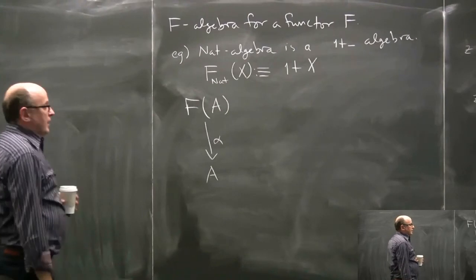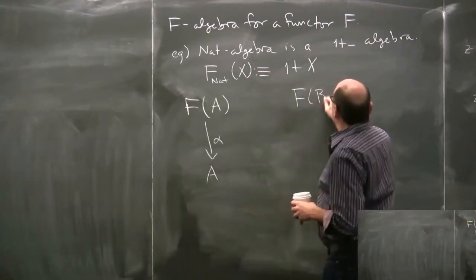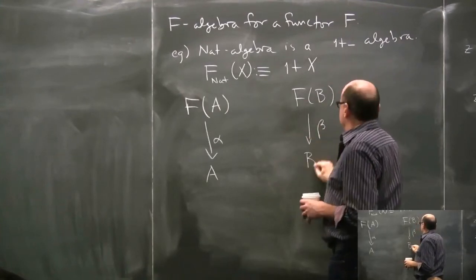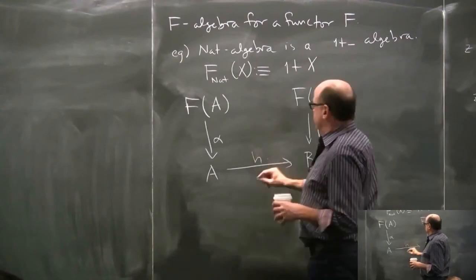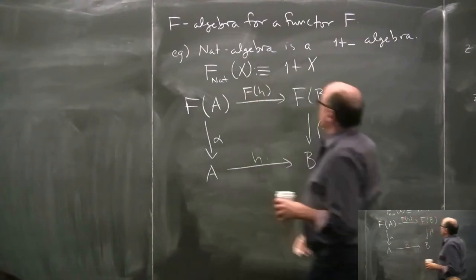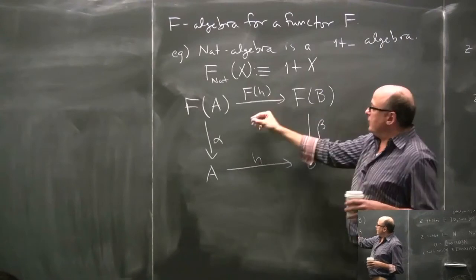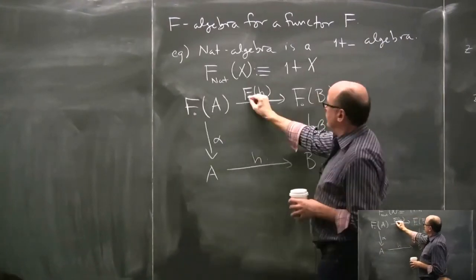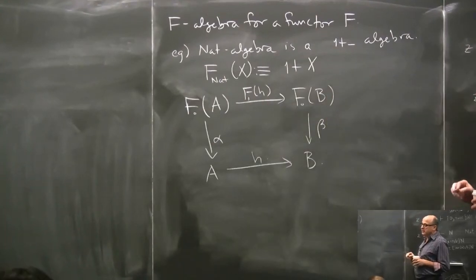Okay? That's the definition. And a morphism of F algebras for any F is a mapping: give me any other F algebra, beta. Then it consists of a mapping H. This is a homomorphism. And this is F of H, the functorial action. Sometimes people write F0 for what the functor does on objects and F1 for what the functor does on maps. The 0 cells and the 1 cells.